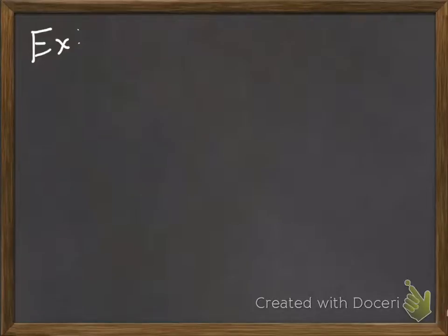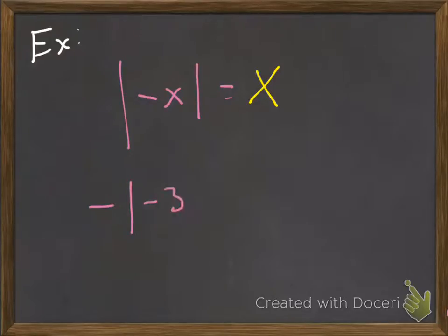Alright, let's look at another example. So if I take the absolute value of a negative x, again, it does not matter what my value is. I'm looking at the value or my distance from 0. So I can still find my value here, and it's always going to be positive, so therefore my answer is going to be x.